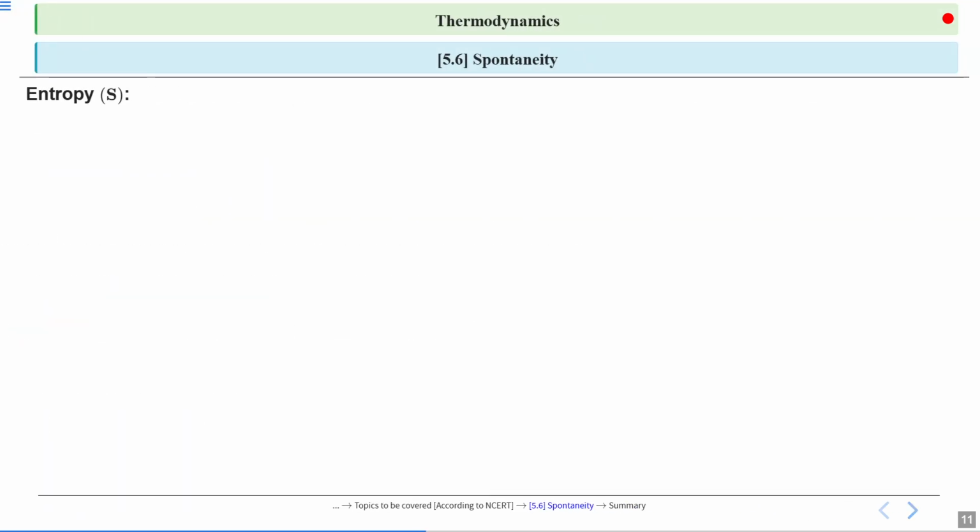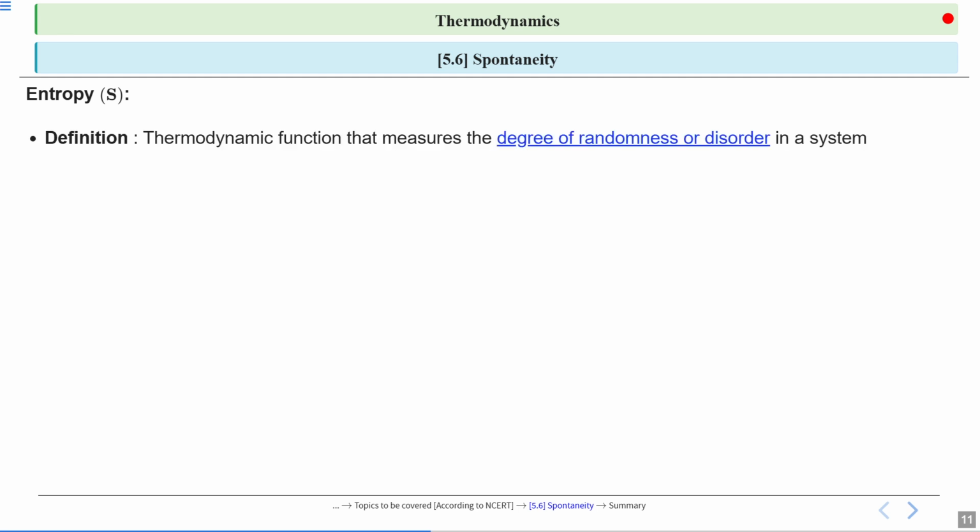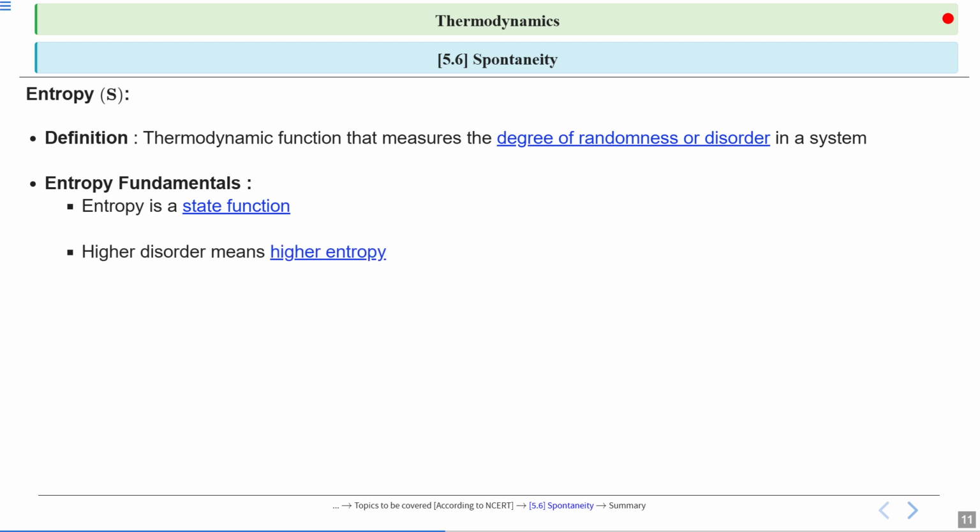Now, at this point, we need a state function to describe the randomness, and that state function is entropy. So what is entropy? It is basically the measure of the degree of randomness or disorder in a system. And what are its fundamentals? It is a state function first of all, again, and if you are having a higher disordered system, it means you are having a higher entropy.